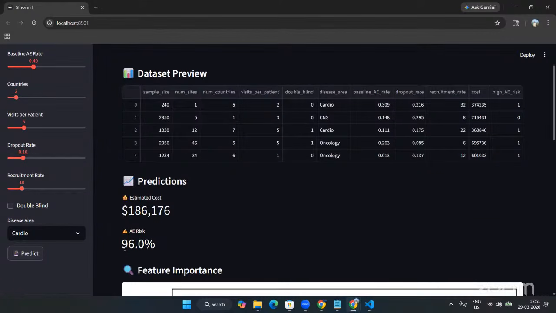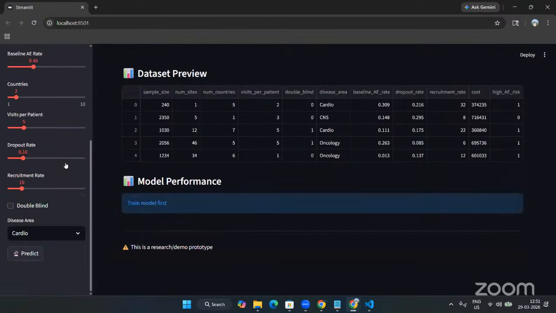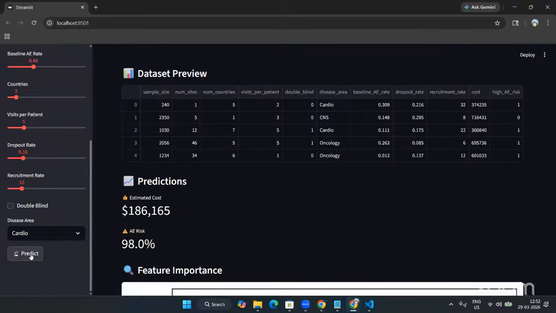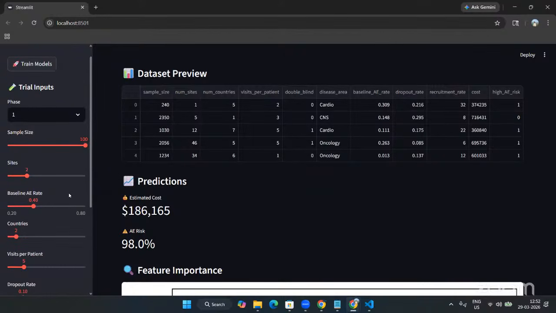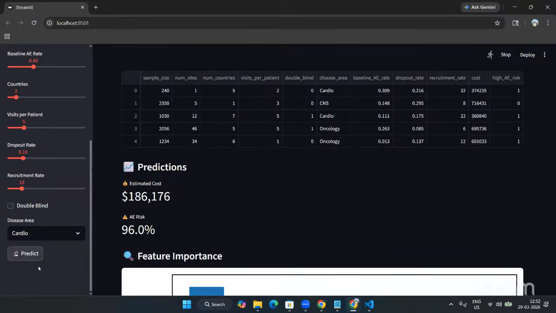So you can see that 96% is the AE rate. Then you can increase the sample size. So I'm increasing it to maximum and then I'm making the prediction. Here you can see our model is giving a high AE risk rate if we are increasing the sample size. If we keep it near about 56, in this particular case, if I make the prediction, you can see it has reduced by 2%. It has come back to 96%.